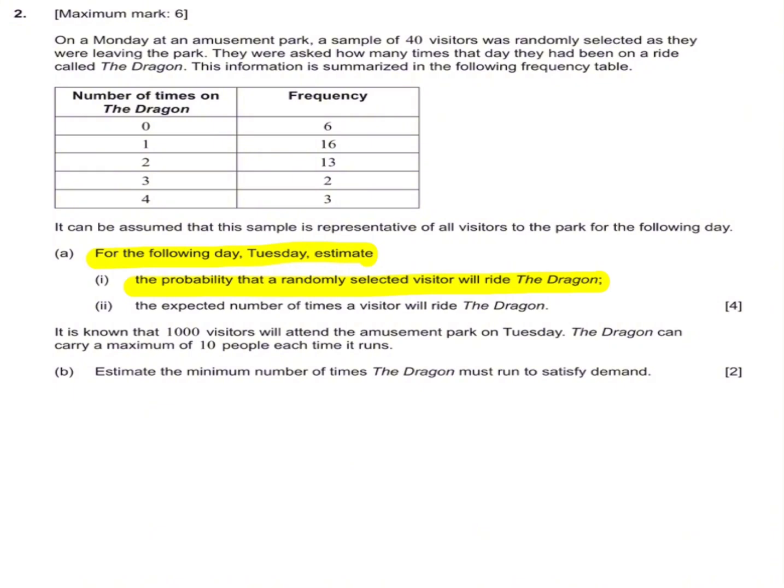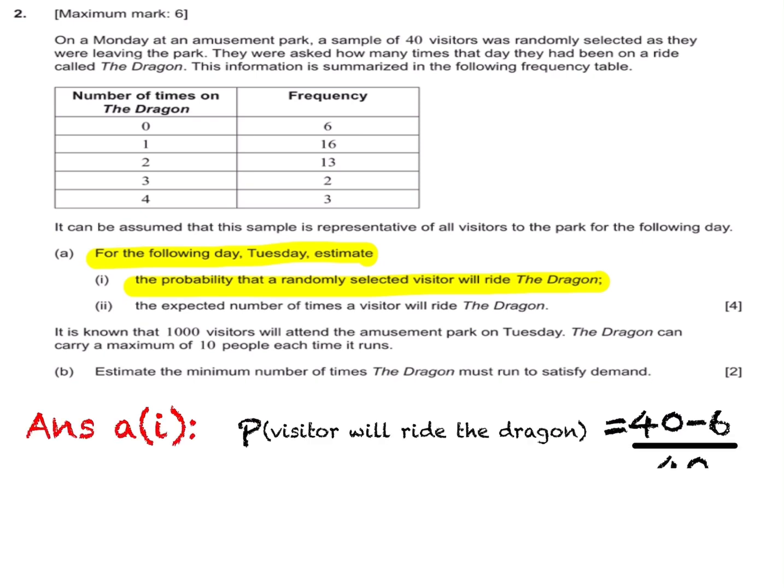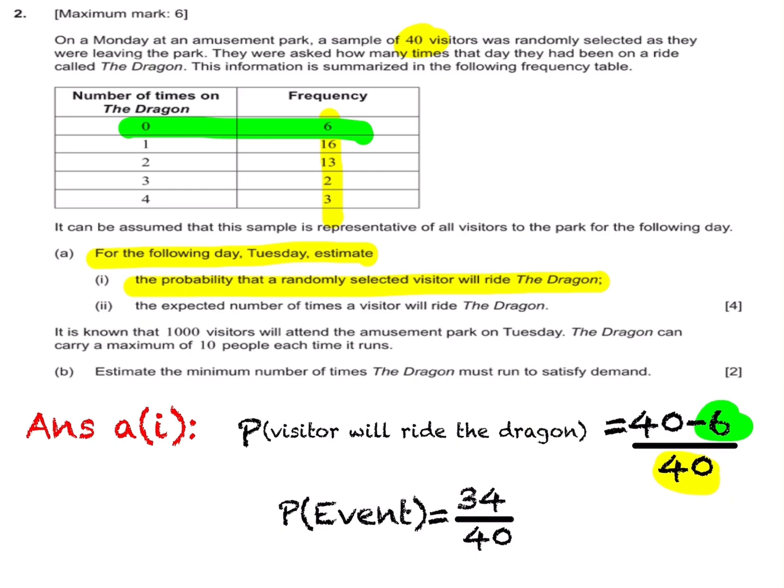Probability is calculated by taking the number of people who rode the dragon and dividing it by the total population of 40. In this case, 6 people did not ride the dragon, so we subtract 6 from the total population, leaving us with 34 people. We then divide this by the total population to get the probability.